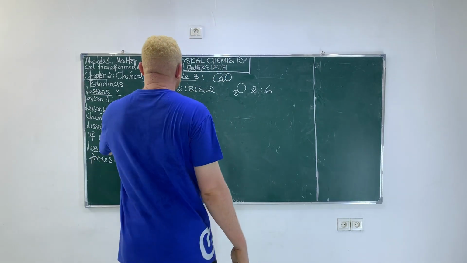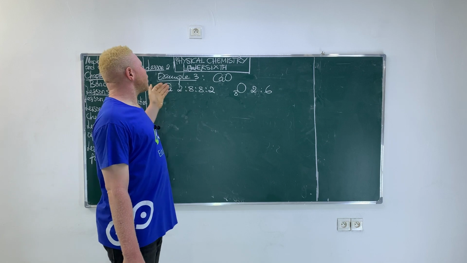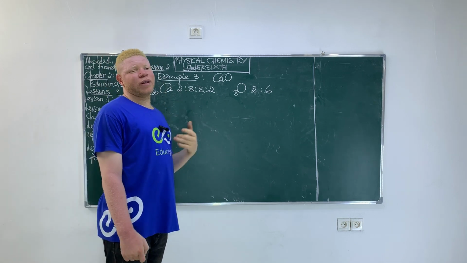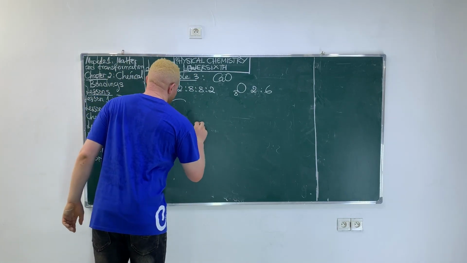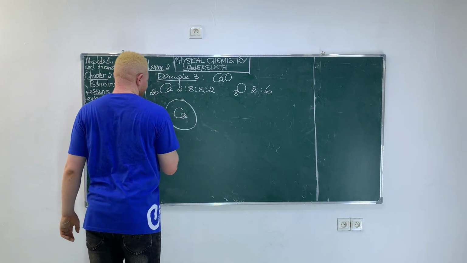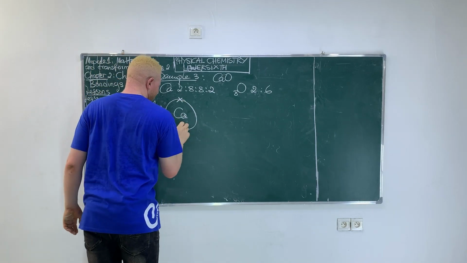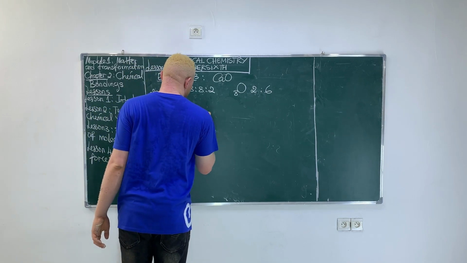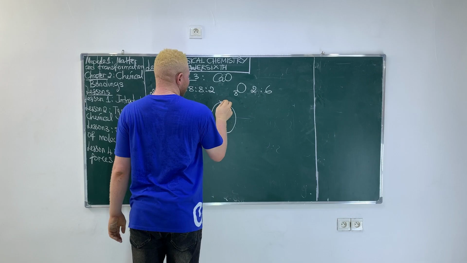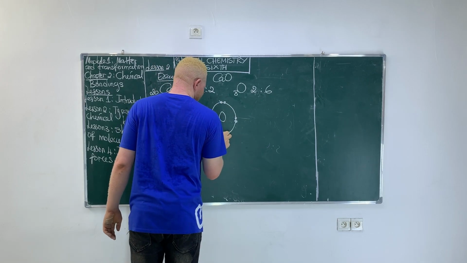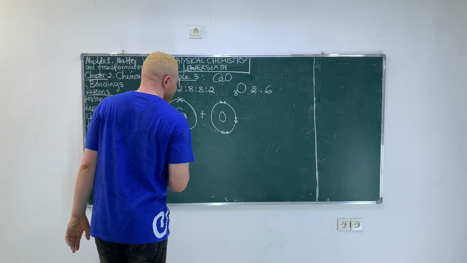So the calcium atom will lose its 2 electrons, and at the end we're going to have calcium 2 plus because it's losing 2 electrons. So let's go to the bonding. Before bonding, we have calcium with 2 electrons in the outermost shell, plus oxygen, 1, 2, 3, 4, 5, 6, with 6 electrons in the outermost shell.